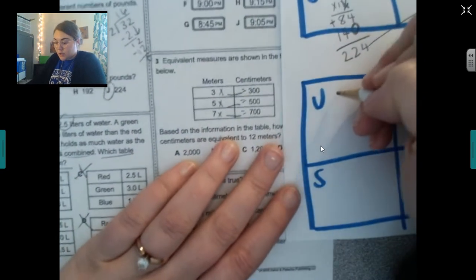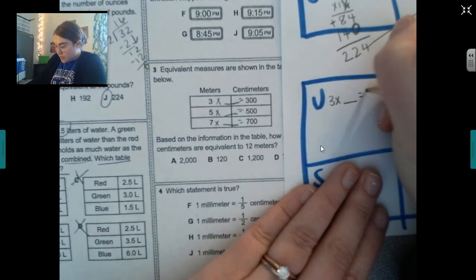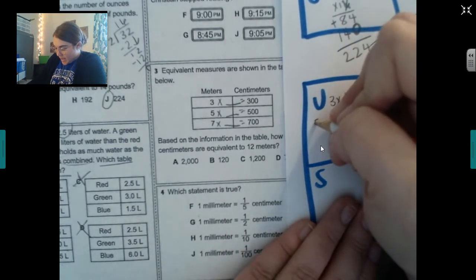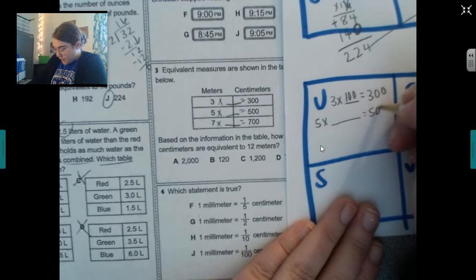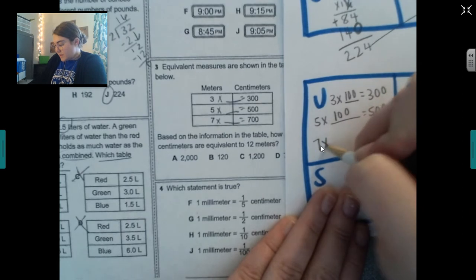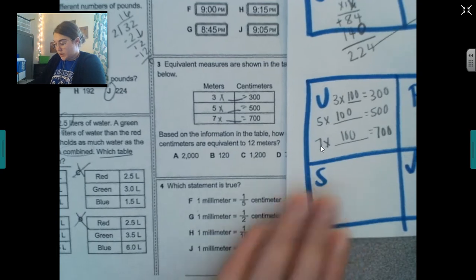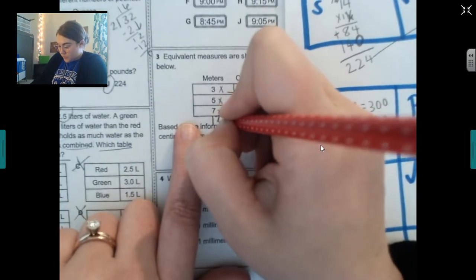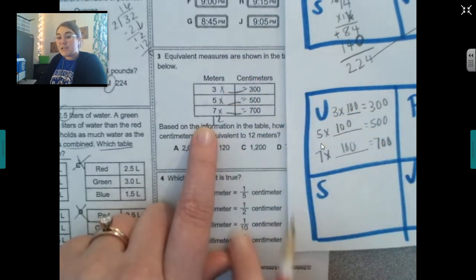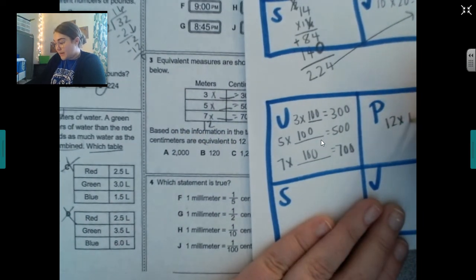So you should know that you can use the rule: 3 times blank equals 300. So 3 times 100. 5 times blank equals 500, so 5 times 100 equals 500. 7 times blank equals 700. Well, 7 times 100 equals 700. So they want us to know how many centimeters is equivalent to 12 meters. Well, I just have to continue the table, put 12 meters on that side. My plan is going to be to do 12 times 100.